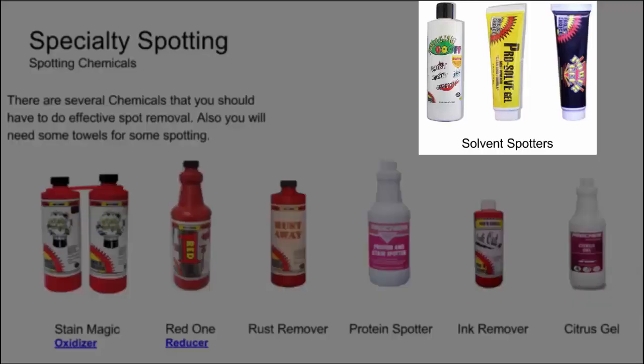There's the solvent spotters up on the right. These are going to be used for a lot of the things like paint, ink, tar. They work well on grease. They work well on copy toner. Some of the more difficult spots you're going to have to get out with a solvent spotter.